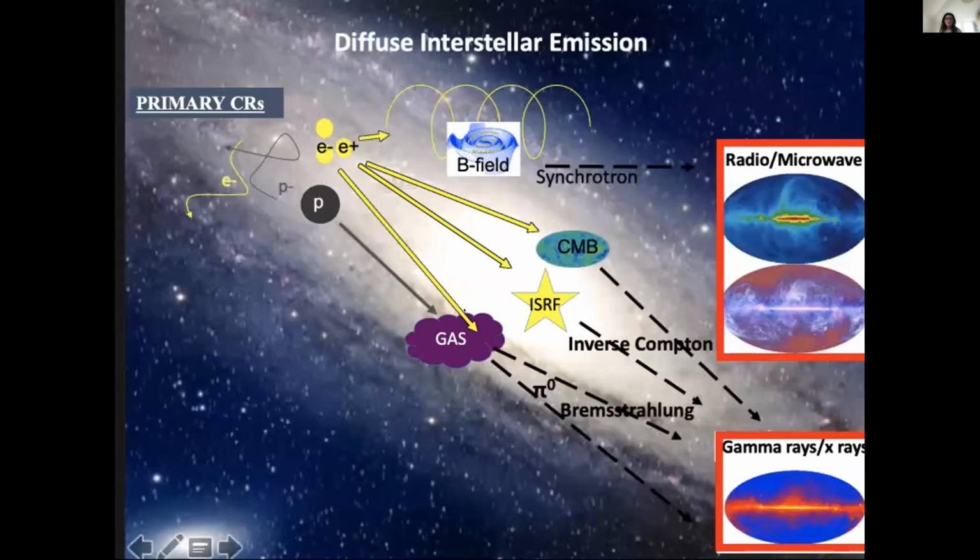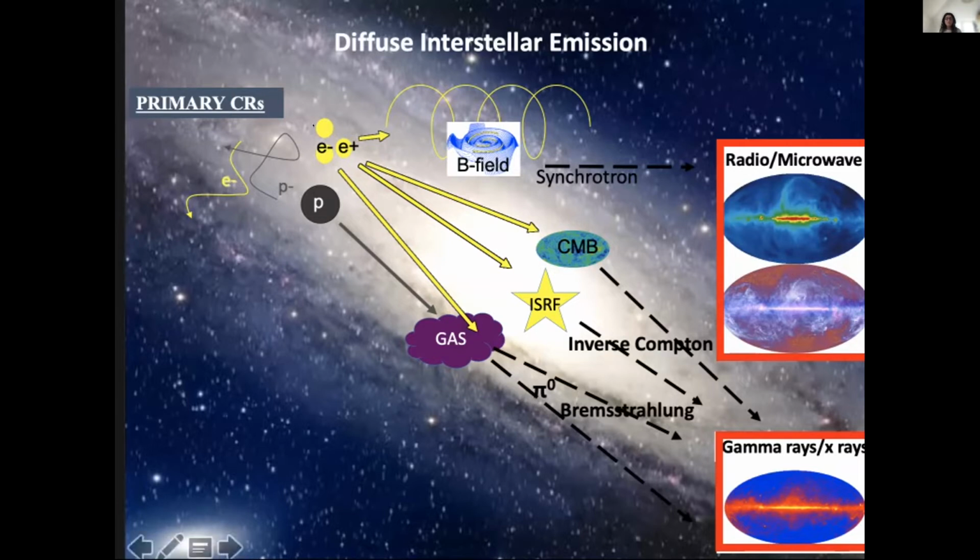And the picture is the following. Cosmic rays produce gamma rays, as you see here, via pion decay and Bremsstrahlung on the interstellar gas, and via inverse Compton on the CMB and interstellar photons. Each component has a peculiar spatial and spectral distribution, but they are very difficult to separate even in gamma rays.